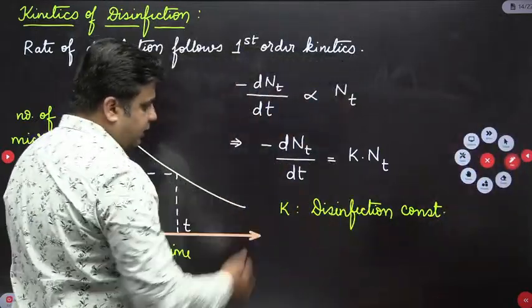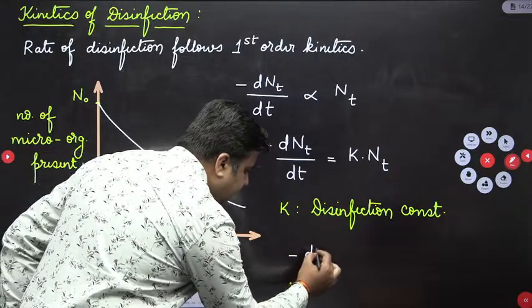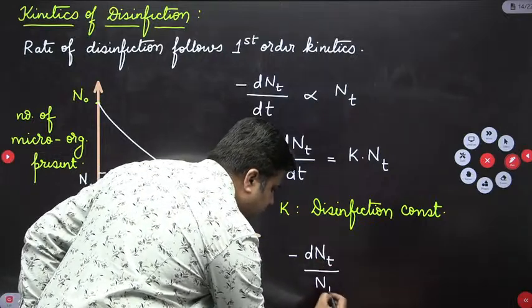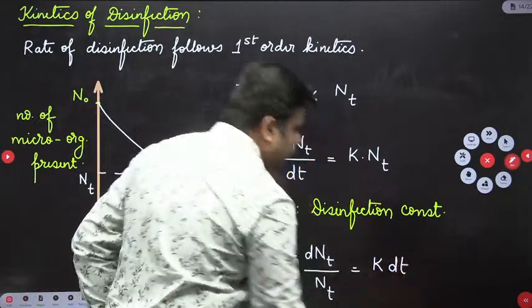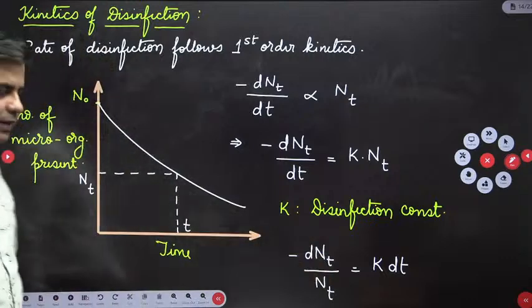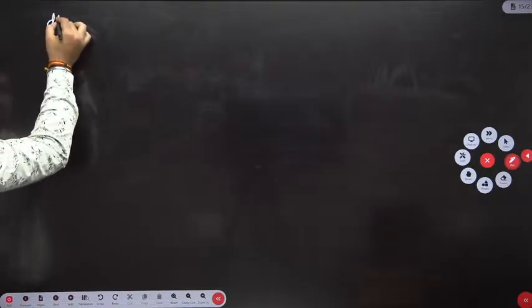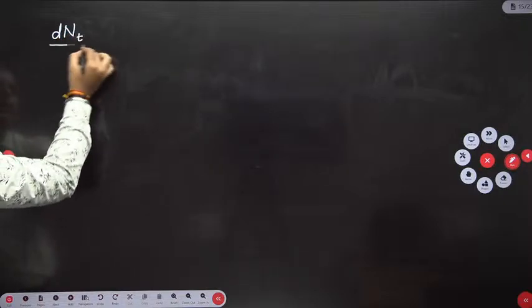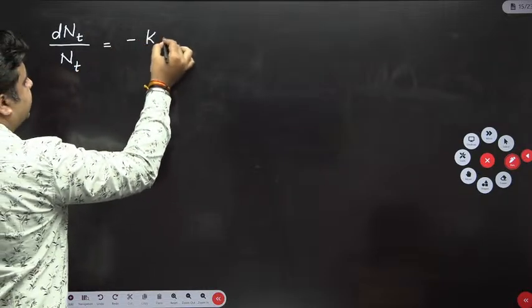Okay, just rearrange the terms. So you have minus dNt by Nt is equal to K into dt. You can take the minus sign to the other side. So you have dNt by Nt is equal to minus K into dt.